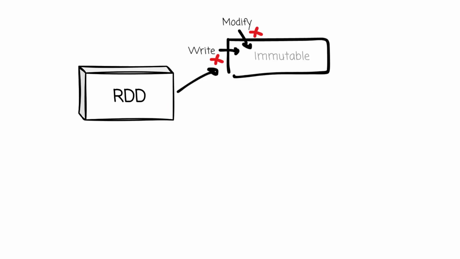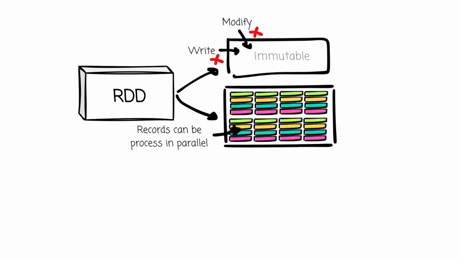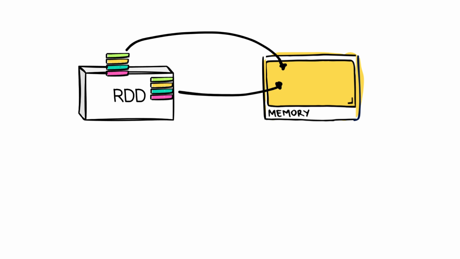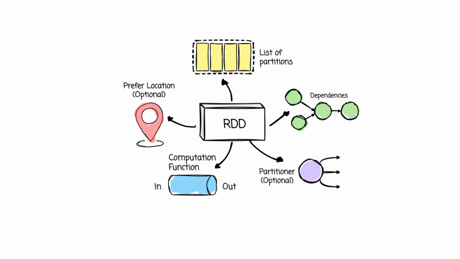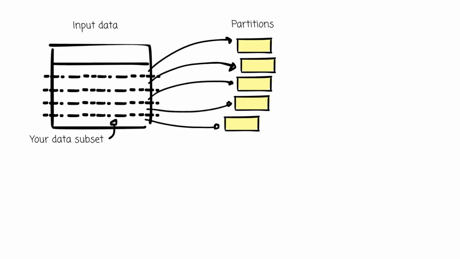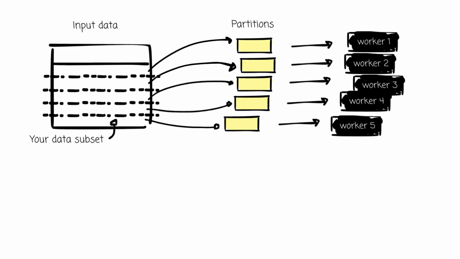RDD represents an immutable partitioned collection of records that can be operated on in parallel. Data inside RDD is stored in memory for as long as possible. To operate efficiently, RDD has some information. List of partitions. An RDD is divided into partitions, Spark's parallelism units. Each partition is a logical data subset and can be processed independently with different executors.